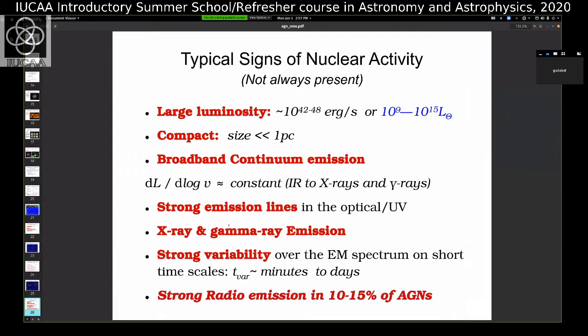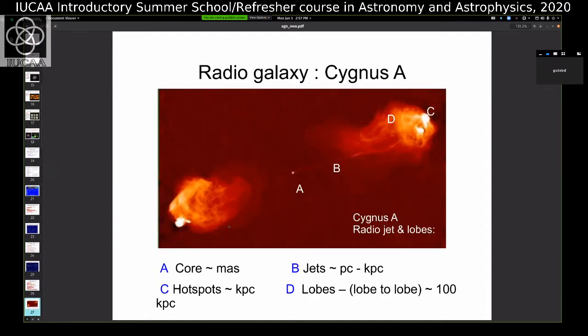As I had mentioned, some of the AGNs are radio loud. They have very strong radio emission. Typically, 10 to 15% of all AGNs are actually radio loud. And here again, I'm showing Cygnus A. In this morphology, first of all, there is a core, a point-like structure, which coincides with the optical nucleus. Then there are the jets emanating from this nucleus or core. These jets are actually on both sides, but sometimes we are not able to see them, or we only see one-sided jets. And these jets connect to the lobes and the hot spots.